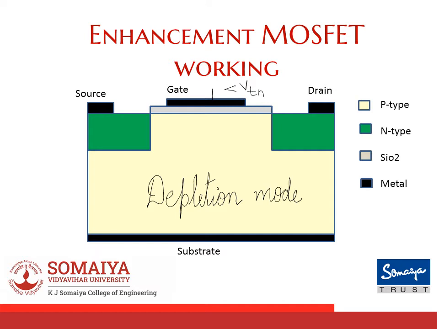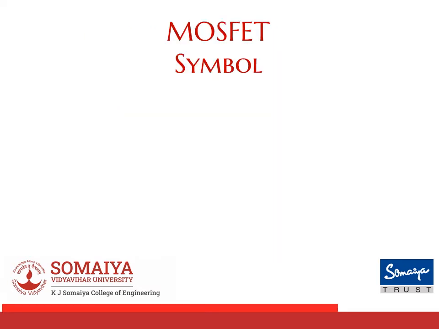The MOSFET in fact starts conducting only when the VG voltage applied is greater than the threshold voltage. Now let's move on and talk about the MOSFET symbols.